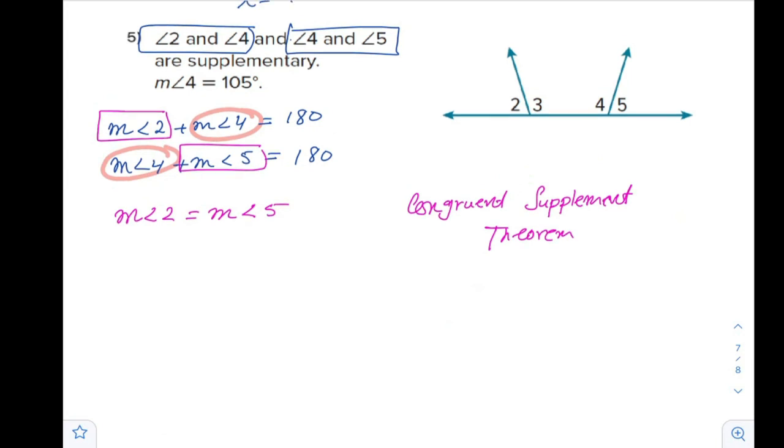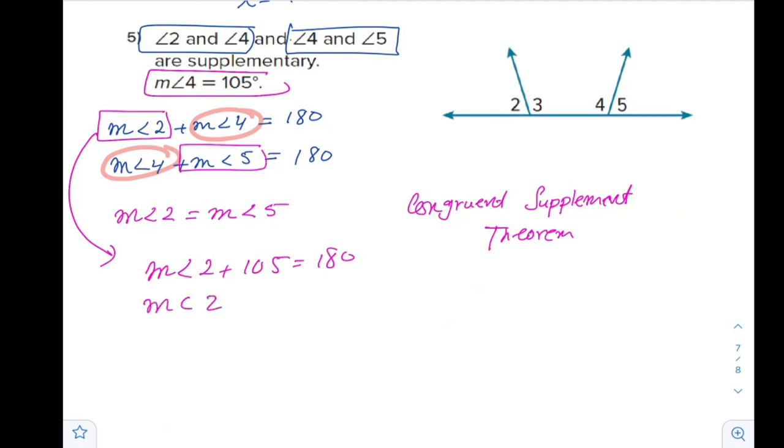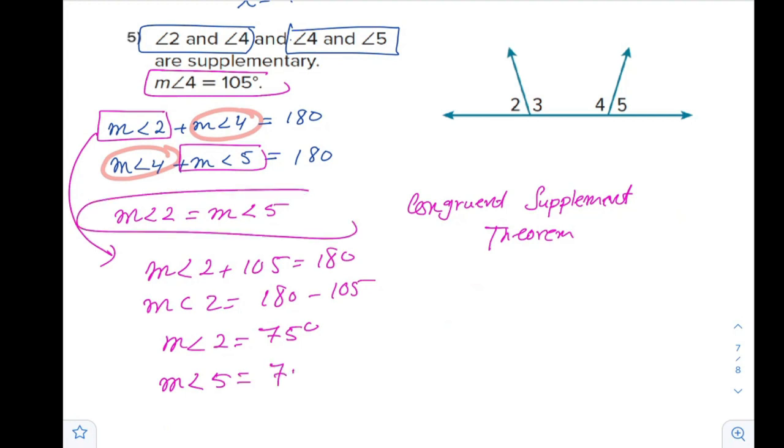So how can we find the rest of the angles? Now we have measure of angle 4 is 105. So we can say that measure of angle 2 plus 105 is 180. So measure of angle 2 is 180 minus 105, of course, this is 75 degrees. And we just proved that measure of angle 5 will be equal to measure of angle 2. So it is also 75 degrees.